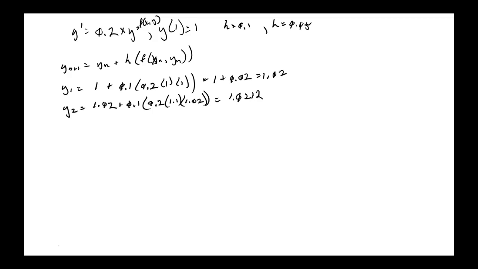Okay, I don't see it either. That's close to my first. Yeah, okay. All right. And y sub 3 would be 1.02. I'm going to use what they got, 1.0212, plus 0.1 times 0.2 times 1.2 times 1.0212. And what did that equal?